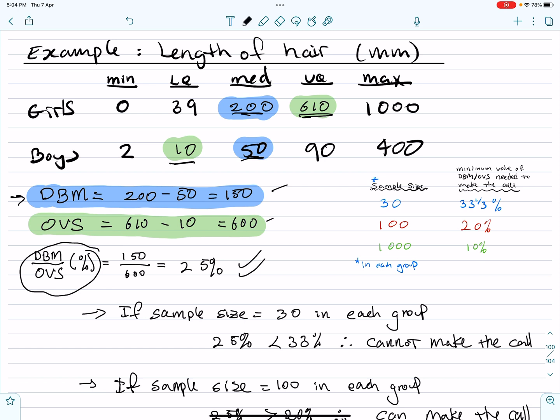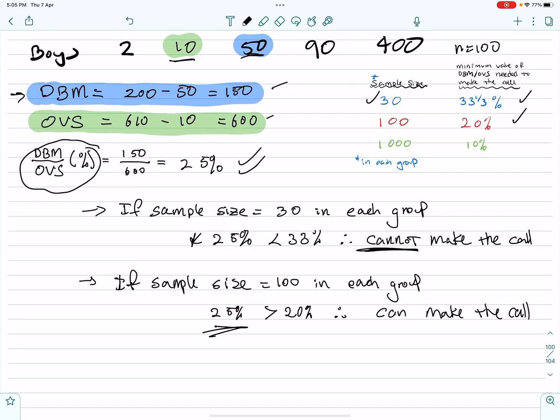Now, what does that mean? Can we make the call? Well, we have to check the sample size. If n equaled 30 here, then we need that calculation to be more than 33%, and it isn't. 25% isn't going to be enough, so we cannot make the call. However, if we had the same numbers but a sample size of, say, 100, now we've got much more data, so we don't need as much convincing. Now we only need that calculation to be more than 20%, and since ours is 25%, it is more than 20, so we can make the call.